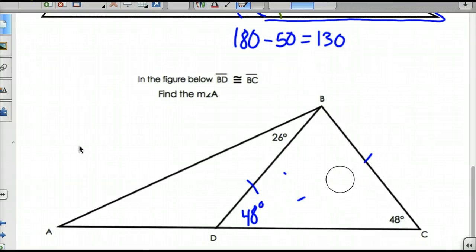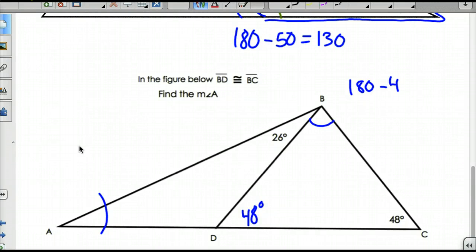All right. Once again, to find these other angles, I want to find A right here. So let's just fill in what we know. So to find this angle, I'm just going to do 180 minus 48 minus 48. And that gives me 84. 84 degrees. This is 84 degrees.